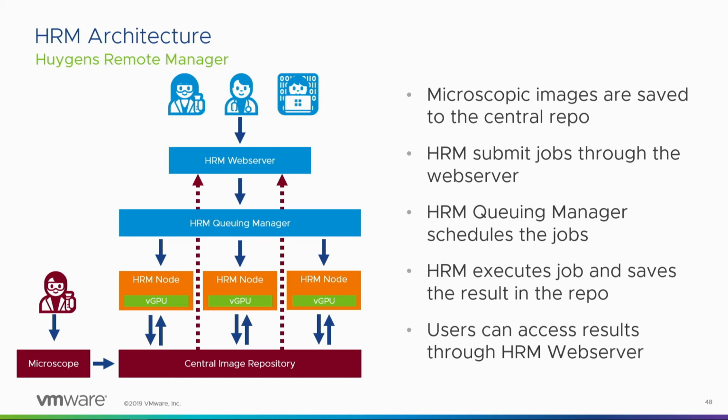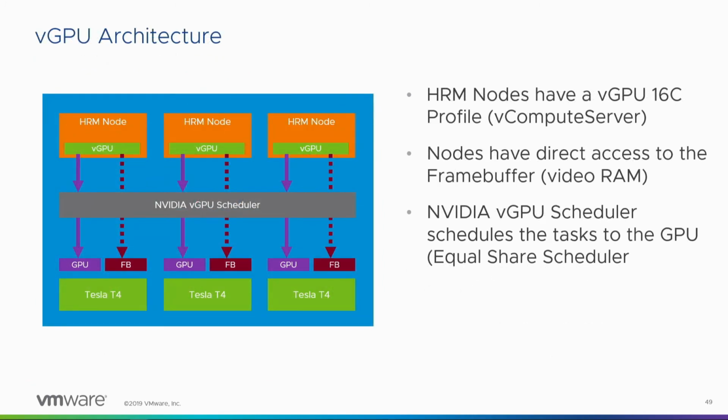And if you look at the vGPU architecture for this solution, we intentionally chose Tesla T4s because they have the capability of running virtual desktops for normal use cases on a higher scale, so achieving higher density, but they're also capable of running machine learning frameworks without switching from graphics to compute mode, like you would have to do on a Tesla M10, for instance. So we have multiple T4s in a single system. We have the vGPU scheduler on top of it, and each HRM node has direct access to the frame buffer, and GPU resources are being scheduled.